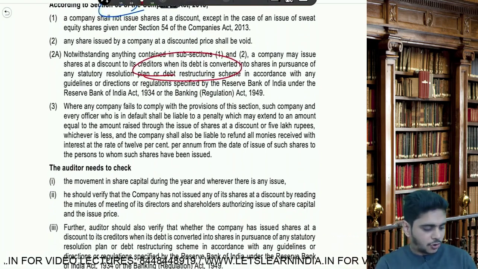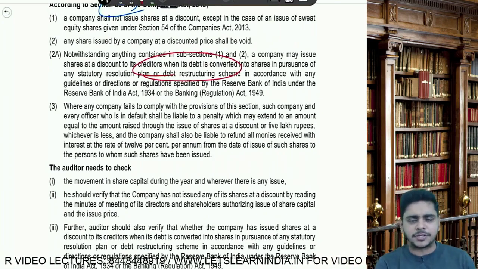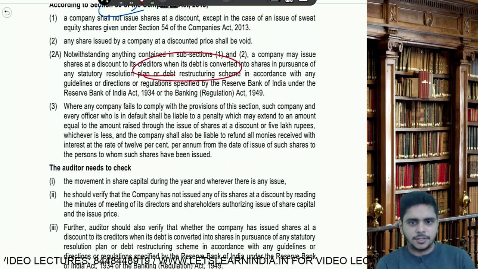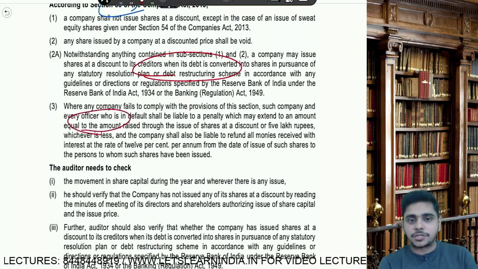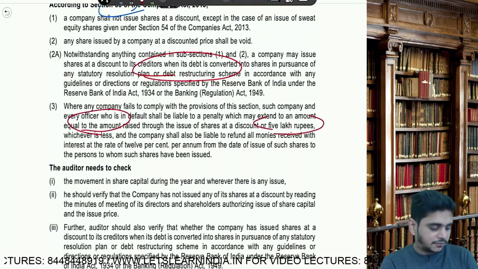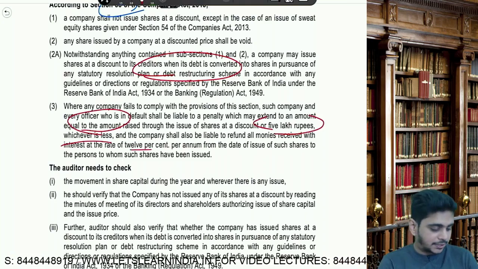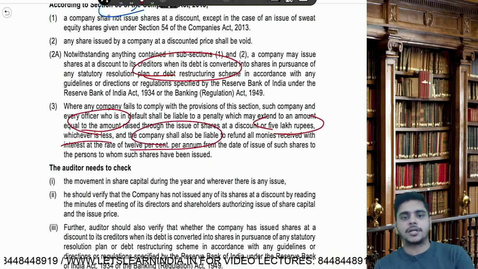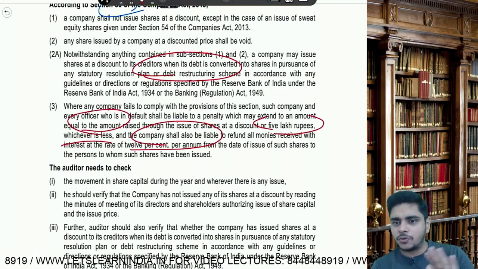Then, if you contravene, and number 2 is sweat equity shares. If you remember, sweat equity shares can be issued at a discount to the employees. Okay, penalty: amount raised from the discount issue, or rupees 5 lakhs, whichever is less, plus the company has to refund all the money along with 12% interest per annum from the date of issue of such shares to the person to whom such shares are issued. So everything is same, no change from the content.